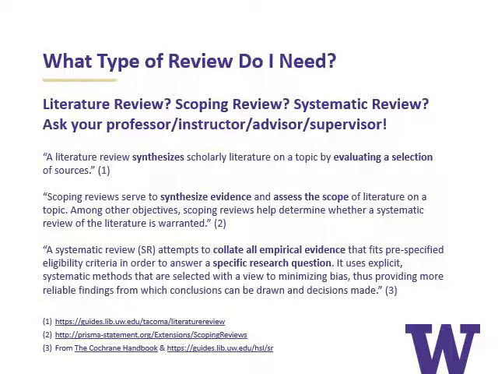A literature review synthesizes scholarly literature on a topic by evaluating a selection of sources. A scoping review synthesizes evidence and assesses the scope of literature on a topic. A systematic review collates all empirical evidence to answer a specific research question.